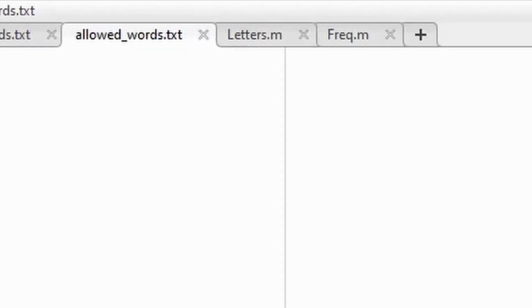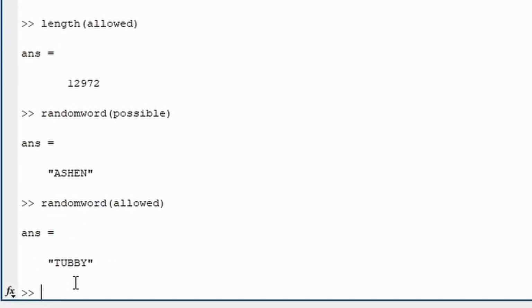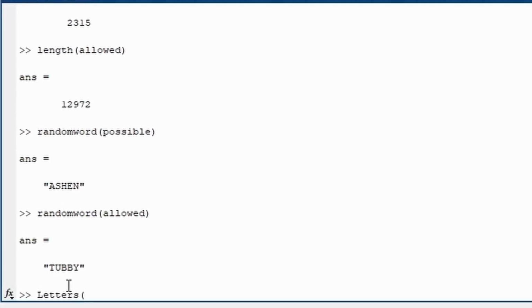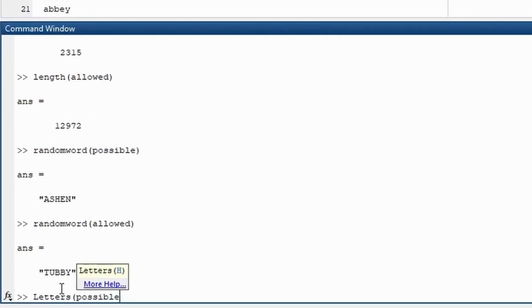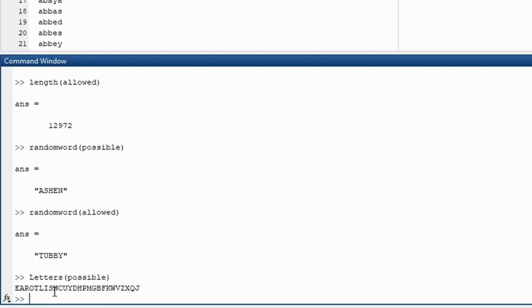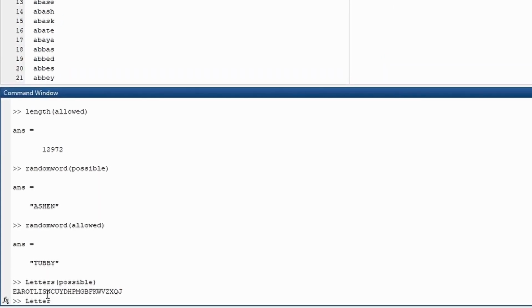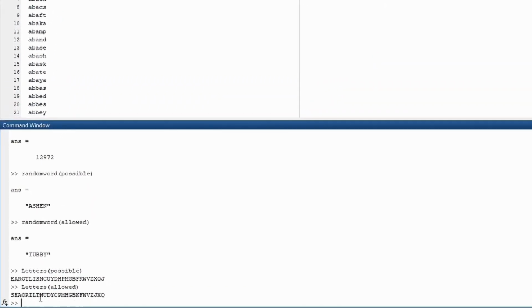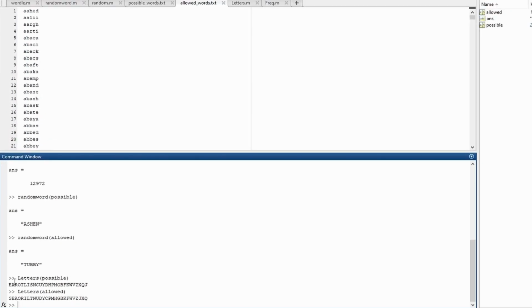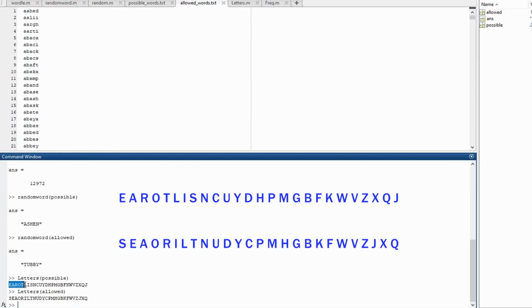So because I wanted to ruin the game even more, I made this code called letters, which counts the number of letters within your list and outputs the order of frequency. Now all that means is it just gives you the most common letters from left to right, E being the highest frequency, J being the least in the possible, and S being the most common out of all the words that you can put, which is strange, being only 8th on the possible list.